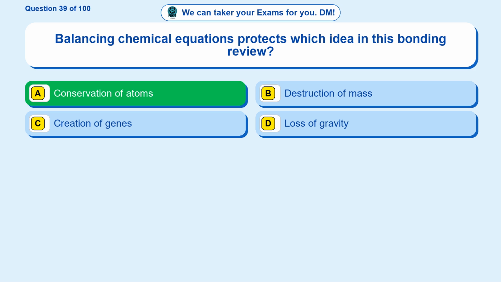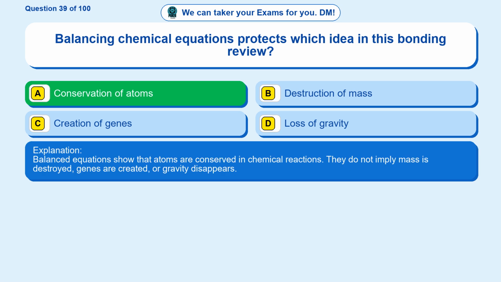The correct answer is option A. Conservation of atoms. Balanced equations show that atoms are conserved in chemical reactions. They do not imply mass is destroyed, genes are created, or gravity disappears.